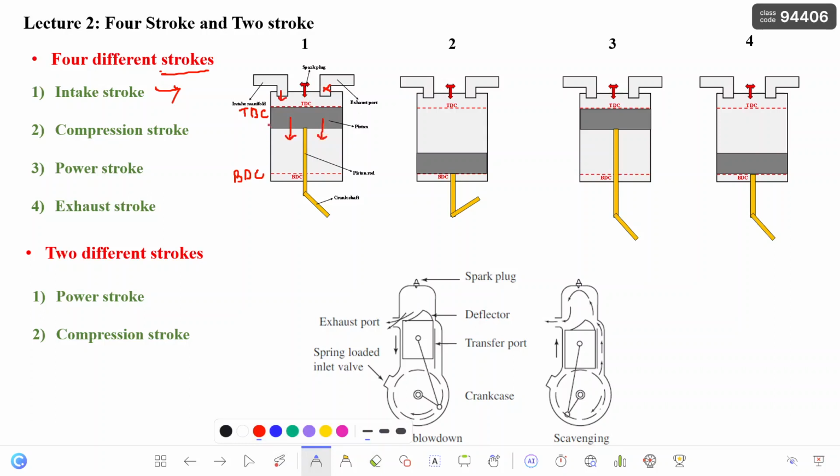As we know, it is coming down, which means volume is increasing. The volume that the gas can acquire is increasing. So as the volume increases, pressure reduces. So there will be a point at the bottom dead center where the pressure inside will be less than atmospheric pressure, and this is the point where the air or the fuel-air mixture pushes inside the cylinder.